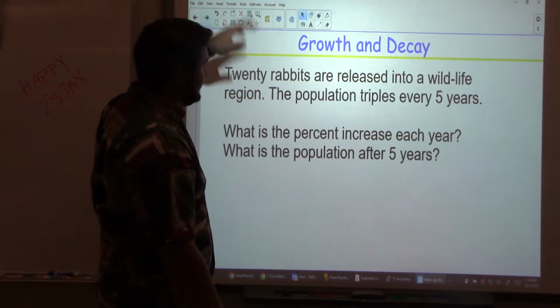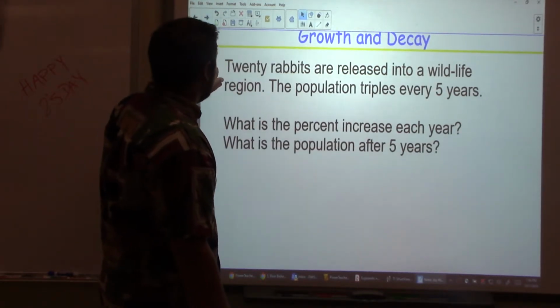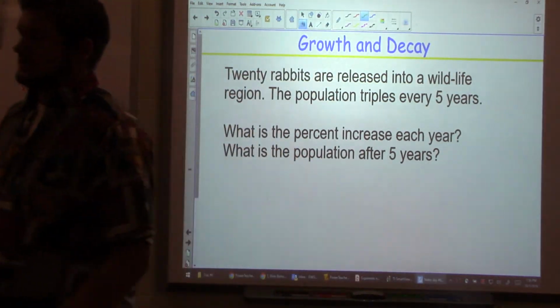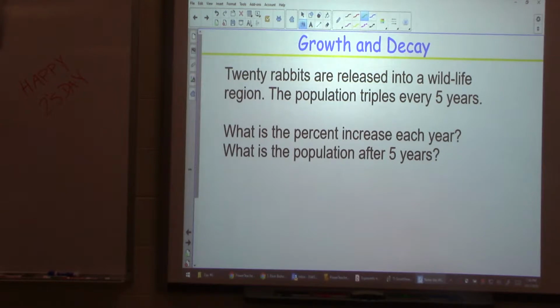All right. Let's try another problem. Another growth problem. We're talking about 20 bunny rabbits released into the wildlife. Population triples every 5 years. Two questions we need to answer. First, what is the percent increase each year? Second, what is the population after 5 years?